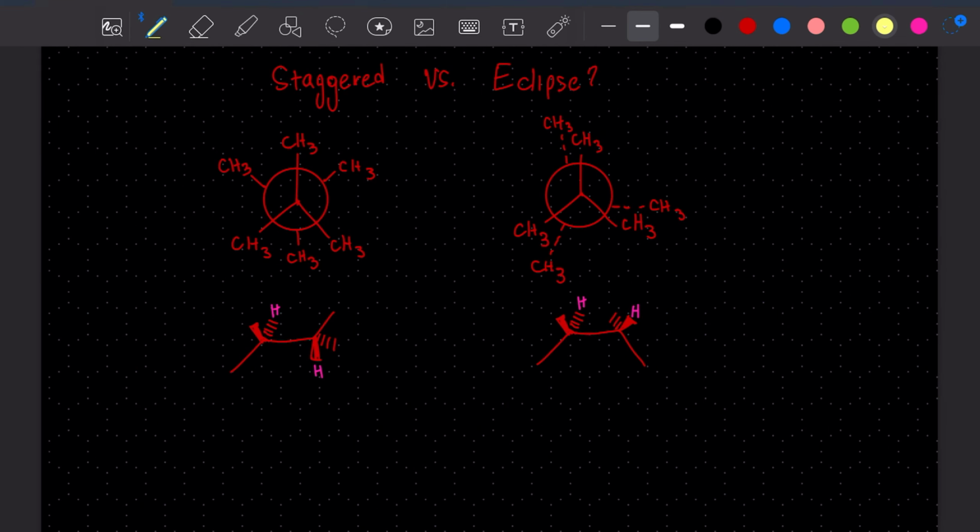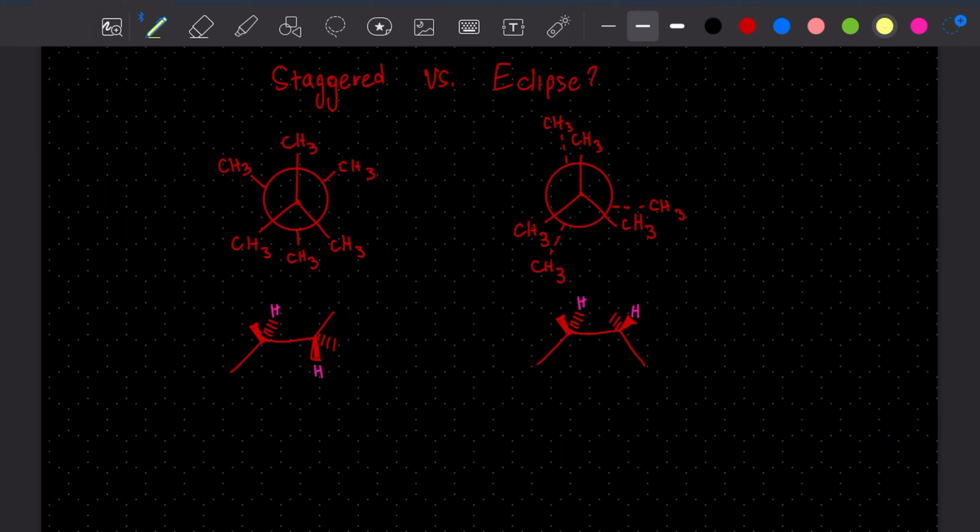Alright guys, so another thing that I want to show you, or another trick that I want to talk about, is how to know if your Newman projection is going to be staggered or eclipsed. So let's first talk about what staggered and eclipsed Newman projections are. We can see this one right here looks very familiar because it looks like a Newman projection that we've been drawing so far. And that's because we've been drawing staggered Newman projections.